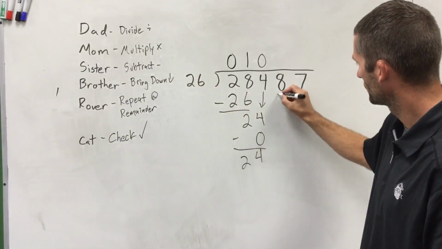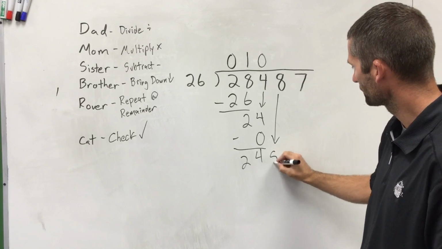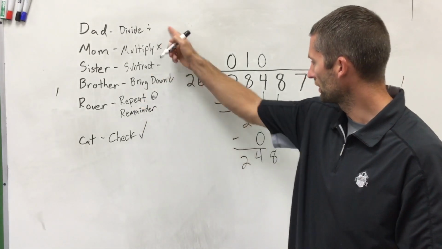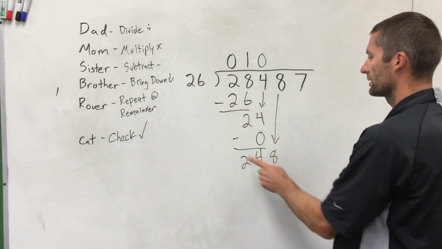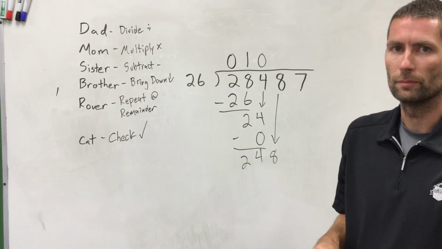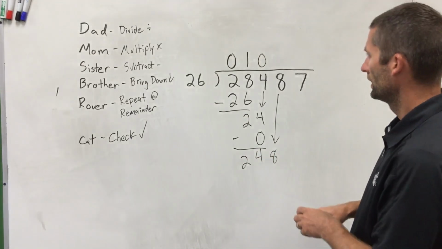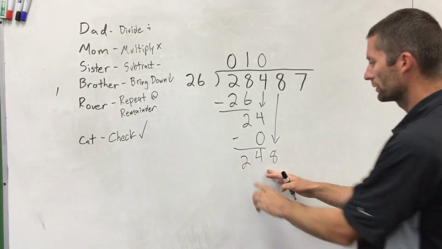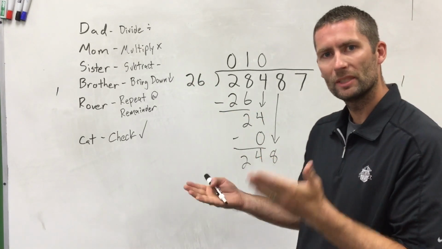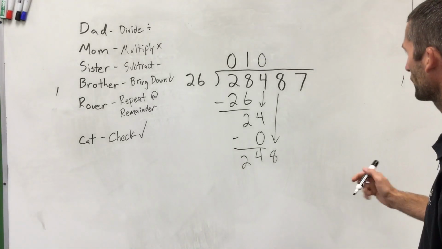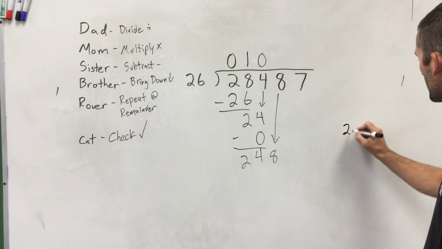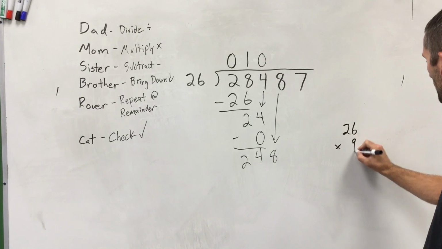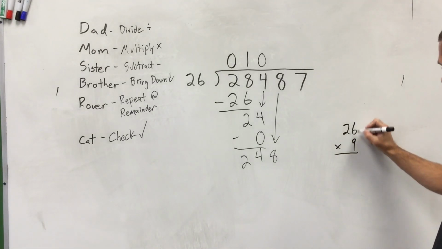Bring down the 8. Now we repeat, divide 26 into 248. That's a tough one. That's going to take some thought. Well, let's see. 25 goes into 250 about 10 times. We know it's going to be near 10, so let's try 9 first. Off to the side, I'm going to write 26 times 9. And if we're wrong, we'll have it for later.